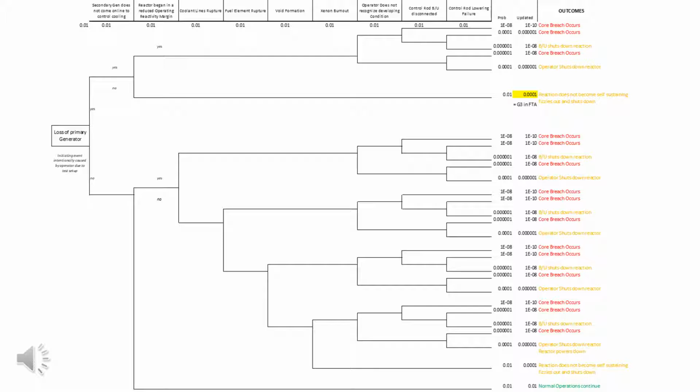Outcomes in red are core breach outcomes, which would result in death or serious injury of individuals near the plant. Outcomes in orange would just result in a loss of electricity, a loss of production from the plant. Outcomes in green, of which there's only one, would be the plant continues normal operation.